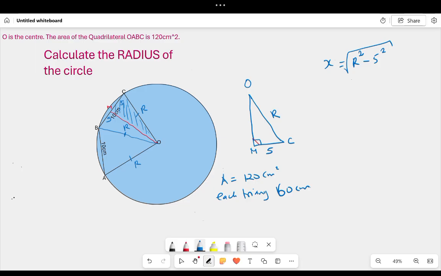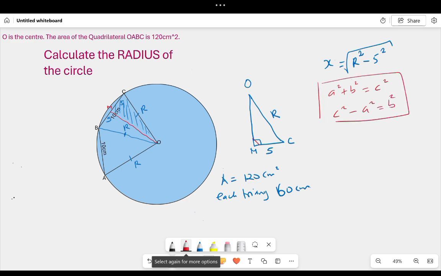As you know, Pythagoras theorem is given as a squared plus b squared is equal to c squared. If you are trying to look for the shorter side, it's going to be c squared minus one of the shorter sides, a squared, which should be equal to b squared, and so on. Okay, so that is the same concept that we have used here.